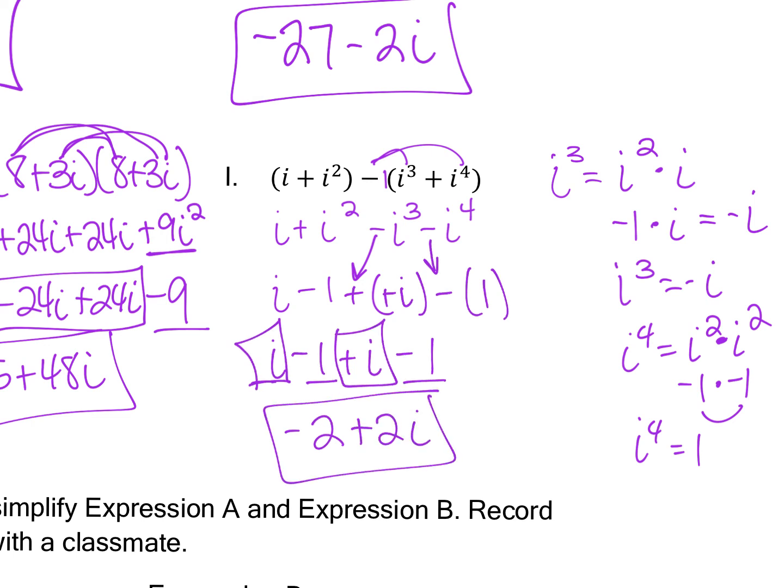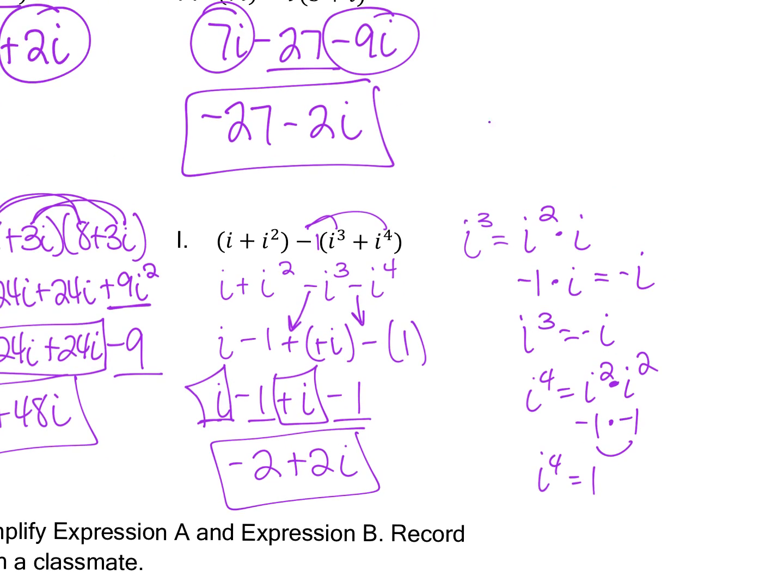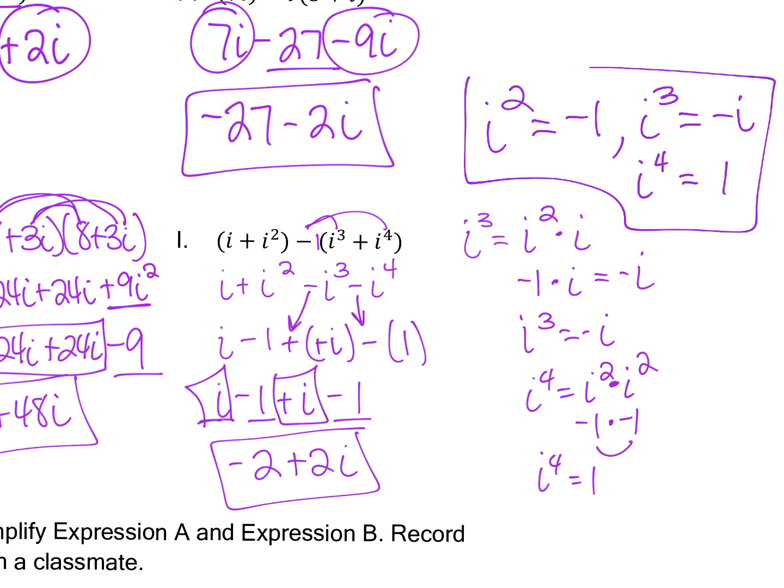So a couple of key things that you need to jot down. We already know i squared is negative 1, so make sure you have that somewhere on your notes. Now we know, and we already did it on the last lesson, i cubed is negative i, and i to the 4th equals positive 1. So those are the things that you need to know, because remember at the top we said we have to simplify it further if the exponent of your i is something greater than 1.